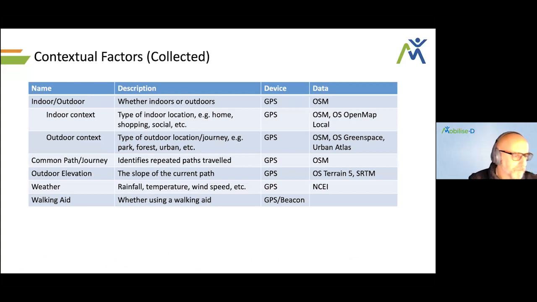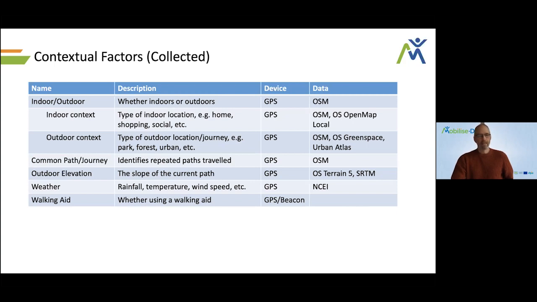Basically these are whether the individual is indoor or outdoor, and when they're indoor or outdoor, we had some typification of the places that they were in or the journeys that they were taking. We looked at whether people were on the same path, so they were on the same journey, to determine if we could use those for context and also comparison of how they did on that journey.